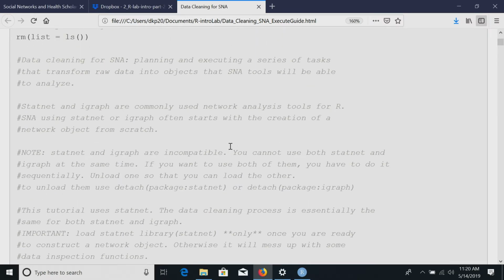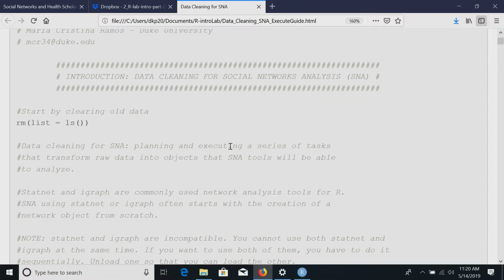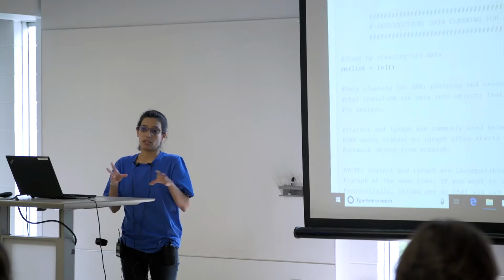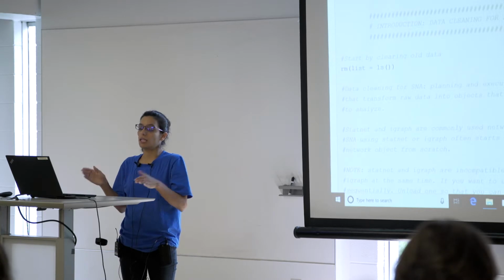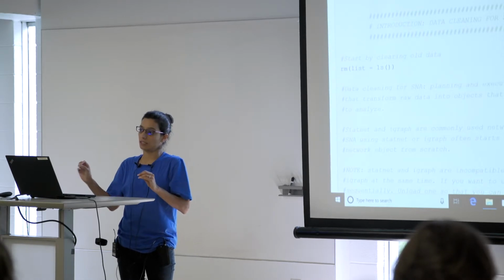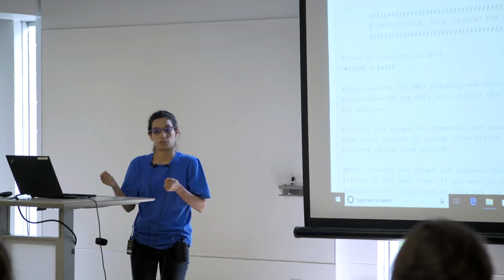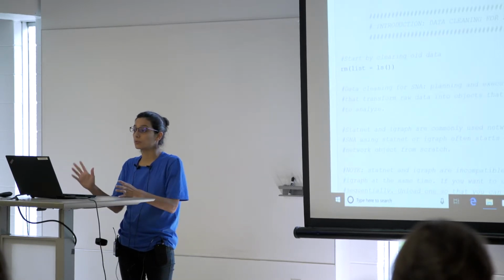So what are we doing when we are doing data cleaning for social network analysis? Data cleaning for social network analysis is the planning and executing of a series of steps to get your data from the raw format, whatever shape, whatever form you have it in, into network objects. We are doing this because social network analysis tools only work with data that is in certain formats. Whatever data you have, it has to be turned into these specific data formats before we can analyze it with social network analysis tools. So that's what we're doing here.